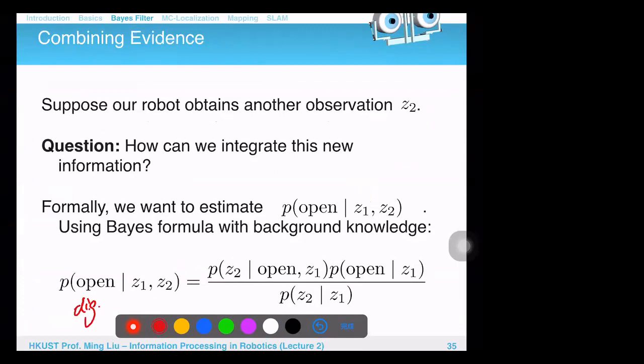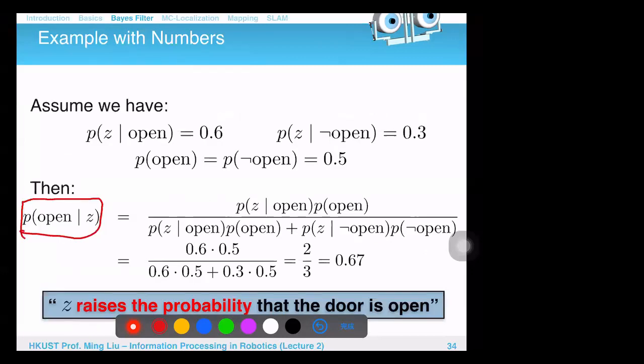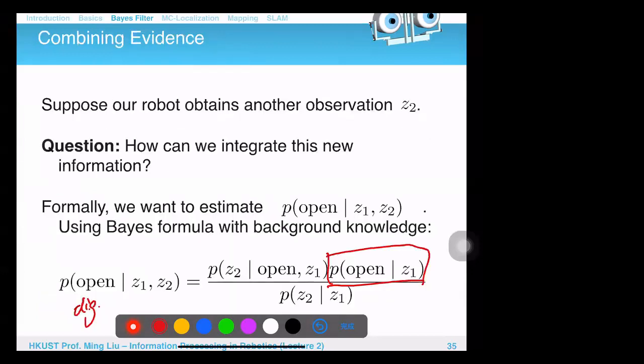In this process, you can see, how about this part? This part is P(open | Z1). This is the diagnostic reasoning by knowing only Z1. It is from the previous page, right? You already know that. It's P(open | Z1). We know this already.